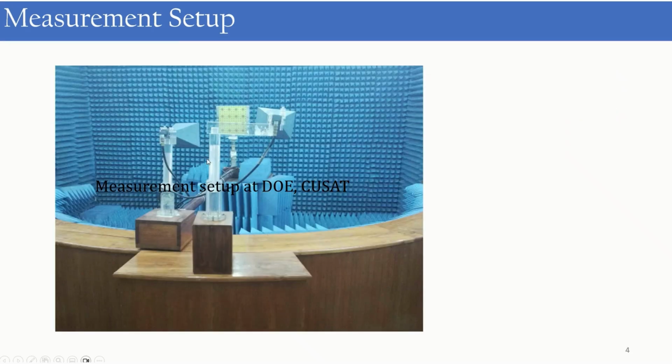This is the measurement setup at the Department of Electronics, QSAT. Here you can see both the transmitting and receiving antennas and the target holder, and they have the capability to move. These antennas can move from minus 90 degrees to plus 90 degrees. And by adjusting here, we can also rotate this antenna for the polarization measurements.